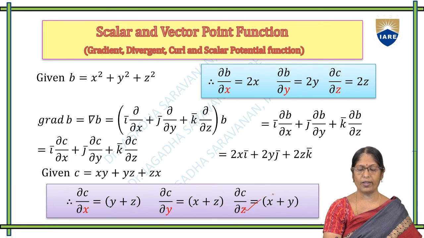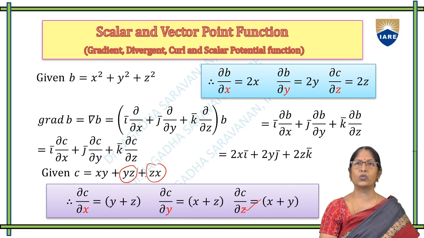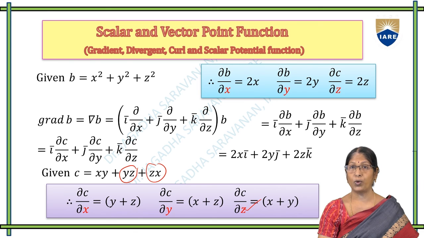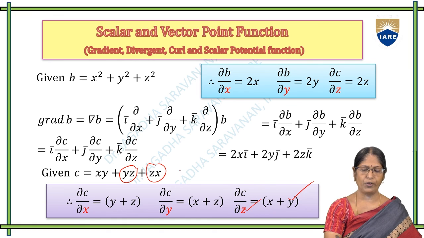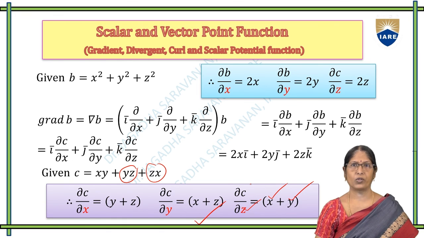So the last one is with respect to z. Here what I am circling, these two terms, they have the variable z. So z, the differentiation is 1. So y into 1, y. Here 1 into x. So this is the result we obtained.